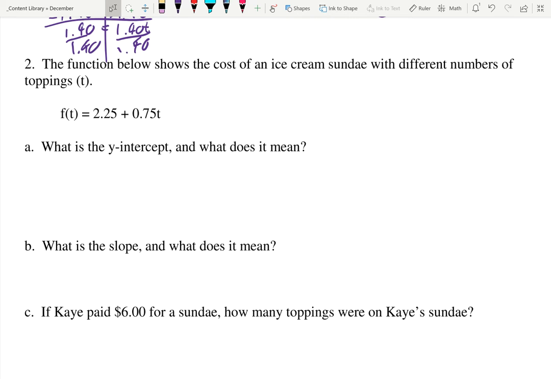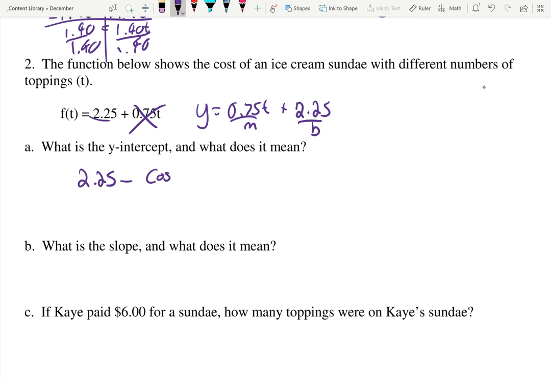So remember, this is the same, essentially, if you rearrange it as y equals 0.75t plus 2.25. You don't have to rearrange it, but sometimes that helps identify the slope and the y-intercept. Now, our y-intercept is that 2.25, right? Now, 0.75 goes with the toppings. So if we bought 0 toppings, we would still pay 2.25. So 2.25 is the cost of the sundae, right? Without any toppings. Just the cost of the sundae with no toppings, just plain.